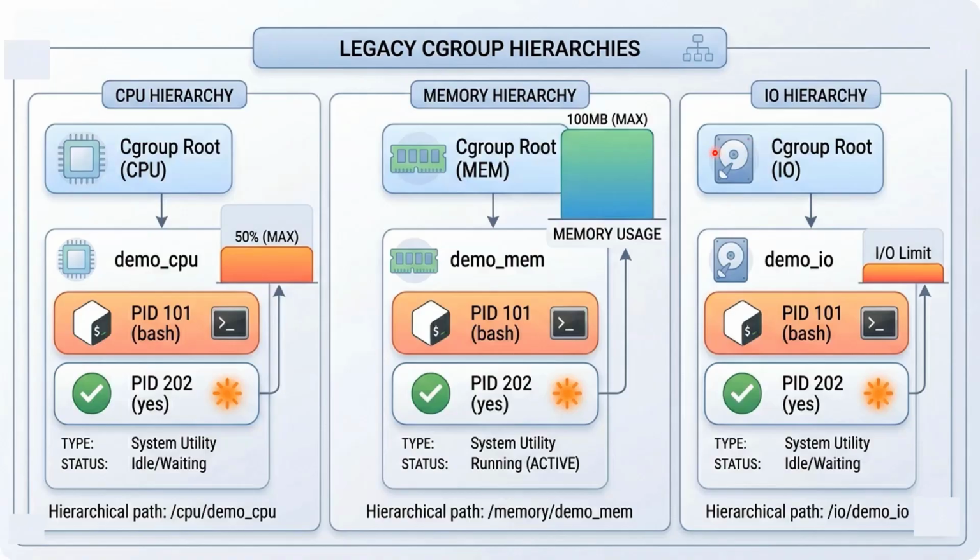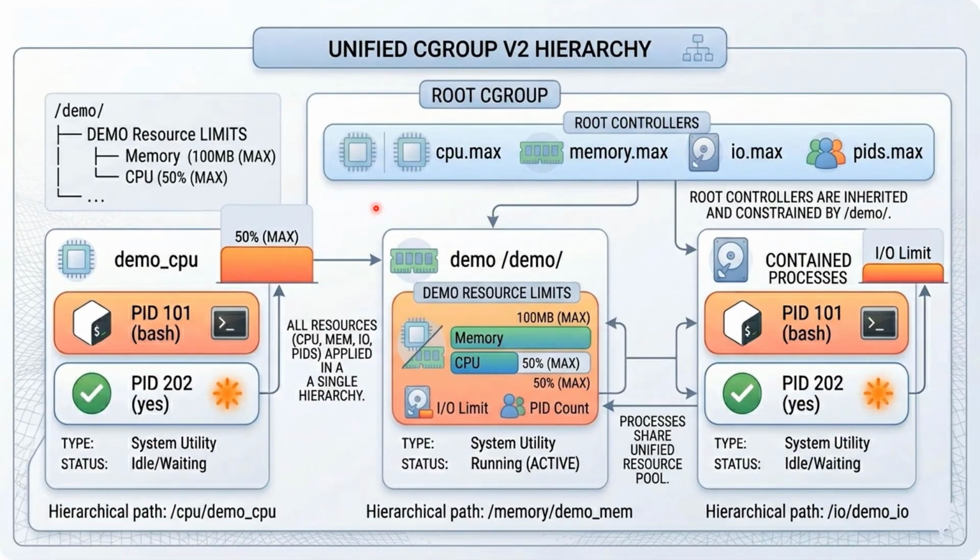So Linux fixed this with Cgroups v2. In Cgroup v2, everything is unified, one system controlling everything. One system, one hierarchy and one way to control everything. And that's why modern containers prefer Cgroup v2.